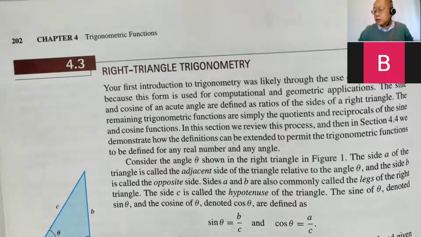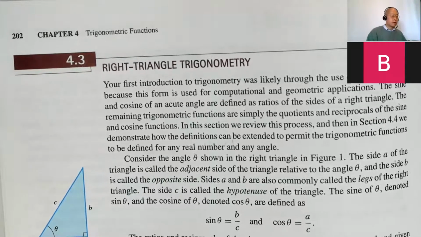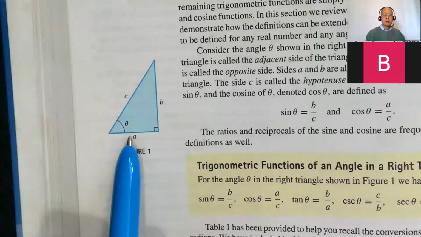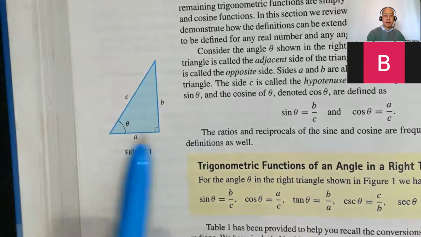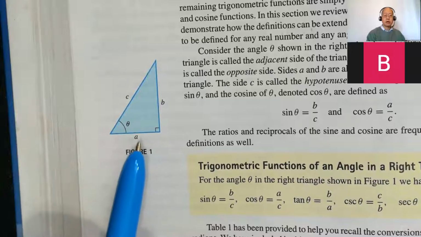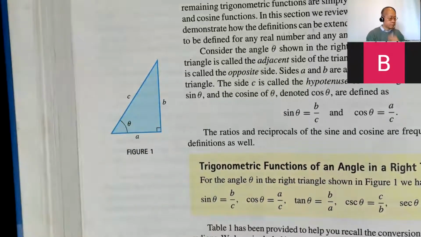So 4.3 is a review of right triangle trigonometry, which means you're going to have right triangles. So A, B, C, Pythagorean theorem applies. Here's a right angle. Here's an angle theta. Among other things, we know that A squared plus B squared equals C squared.